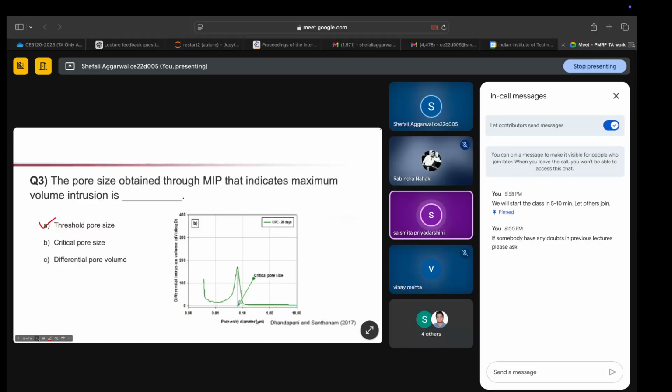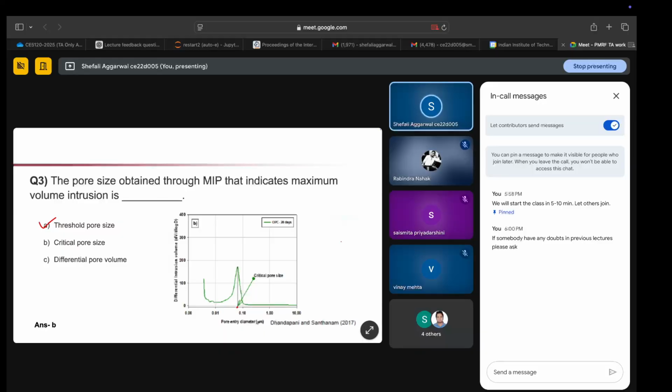Indicate maximum volume intrusion. It's E. MIP that indicates maximum. In this case we are asking the pore size which indicates the maximum volume intrusion, that will give us the critical pore size.